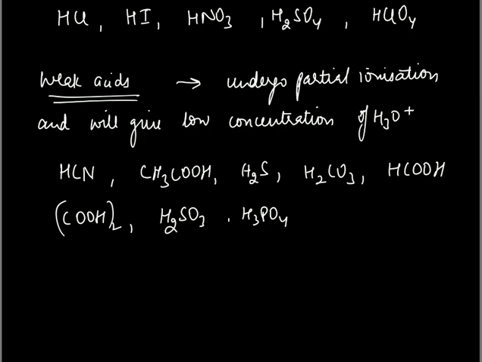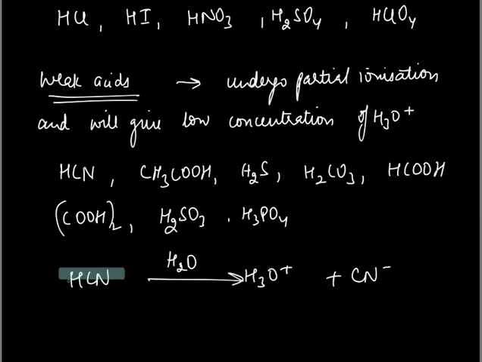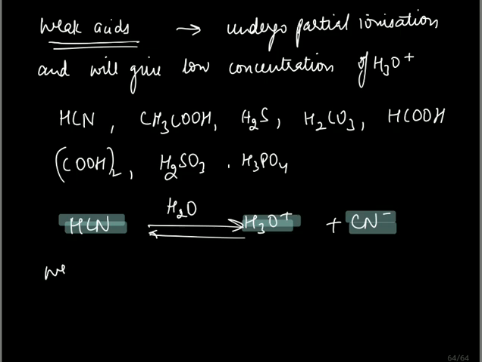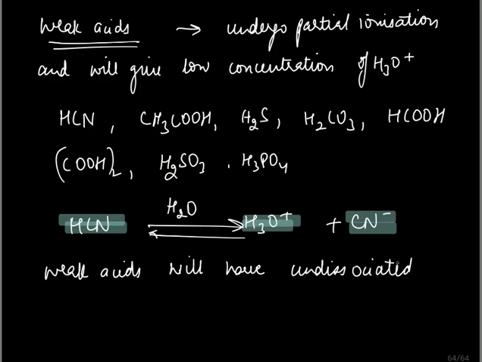So remember one thing: if I'm taking HCN in the presence of water, it's going to give hydronium ion and CN minus. So even the molecules of HCN will also be there in the test tube, along with hydronium ions, and you have to use a reversible arrow, and even cyanide ions. So basically, they have some undissociated molecules. So weak acids will have undissociated molecules.